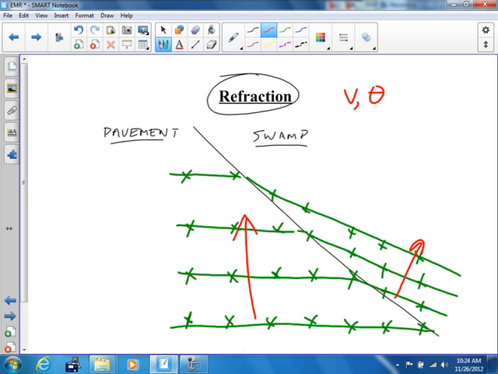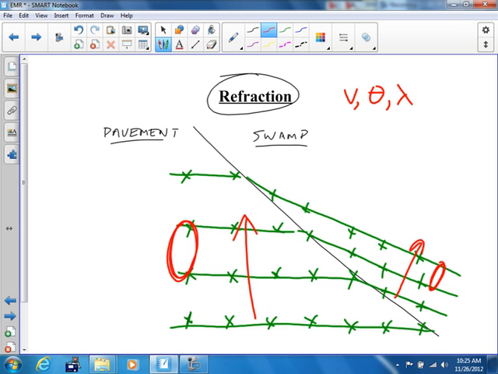The wavelength. Take a look at this wavelength. Okay, it was this distance between crest and crest. Now it's this distance between crest and crest. So as the speed went down, the wavelength went down as well. Three things change: speed, wavelength, and angle. What stays the same? What doesn't change?